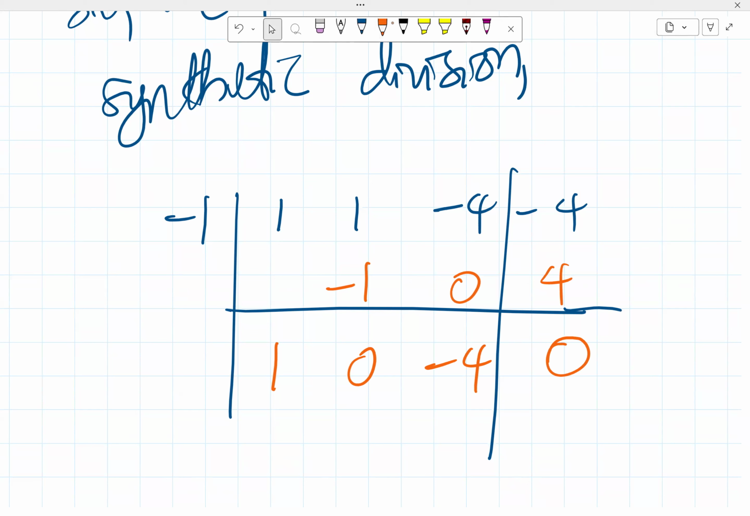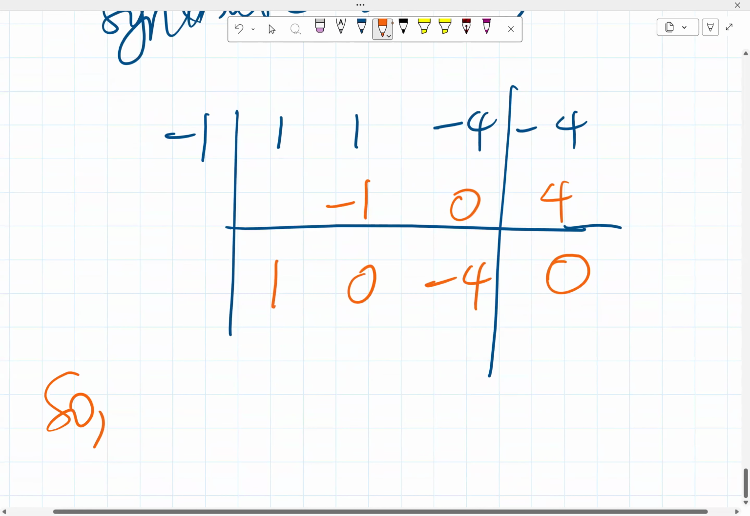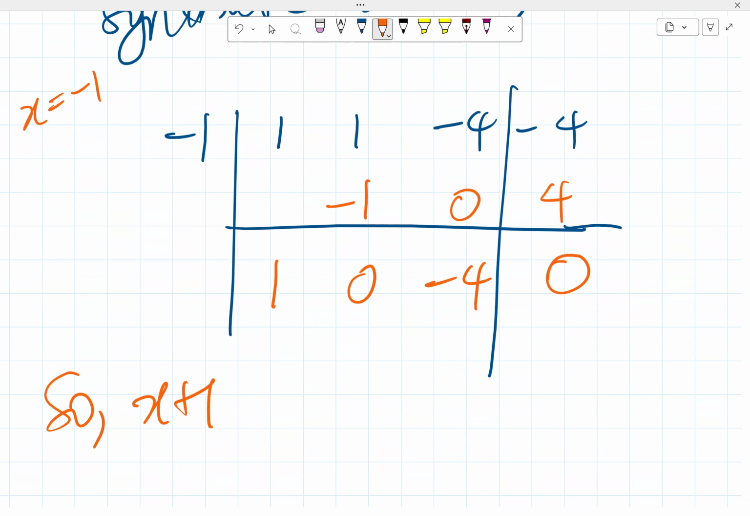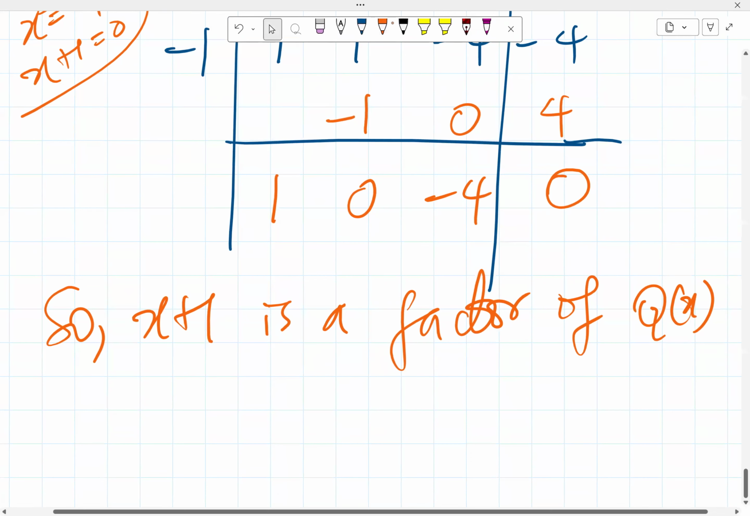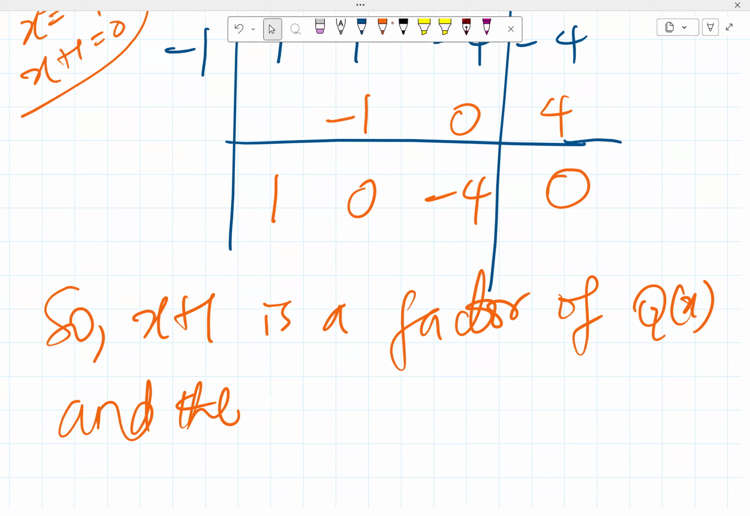So of course, x plus 1. Don't forget, this is x equals minus 1 originally. So if you transfer it over, that's x plus 1 equals 0. So x plus 1 is a factor of q of x. And the remainder, and the quotient rather, and the quotient.